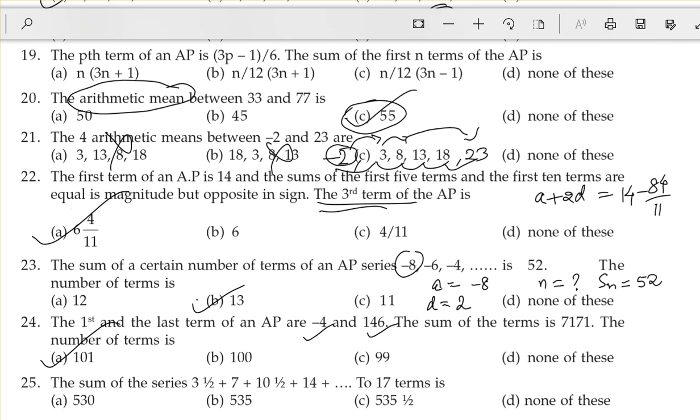Sum of the series. First term is 3.5 and common difference is also 3.5. Sum of the series to 17 terms. No question can be more simple than this. So you have the answer of this question also.